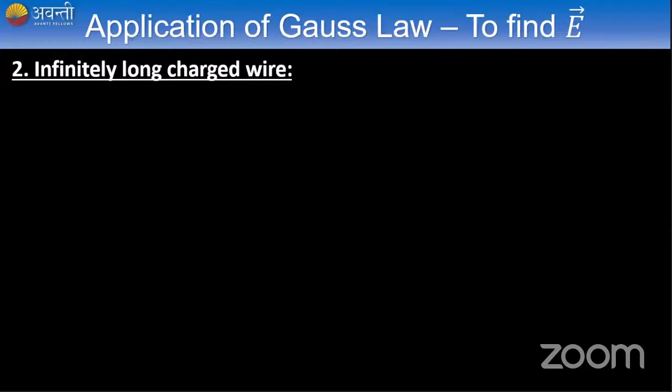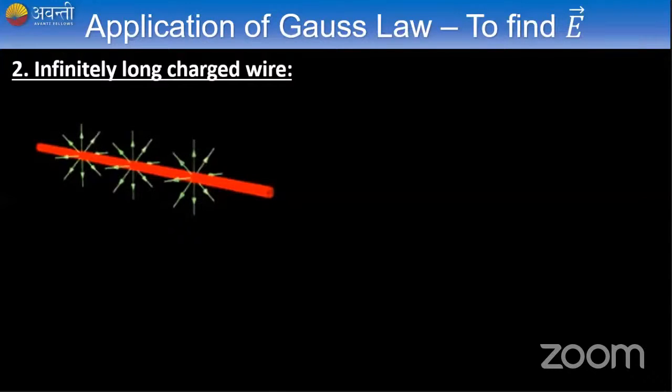So say I have an infinitely long charged wire. This infinitely charged wire will have what type of density? Linear density, volume density, or surface density? Yes, it will have a linear charge density, which is given by which? Lambda, sigma, or rho? It's given by lambda. Now say if I have such electric field lines emerging out.